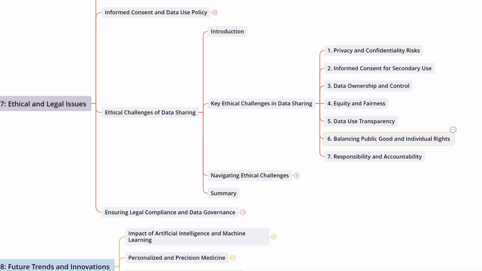Next, balancing public good and individual rights. Public health benefits from data sharing, such as controlling outbreaks. This must be balanced against individual privacy rights. Next, ethical frameworks guide decisions about when and how data sharing is justified.